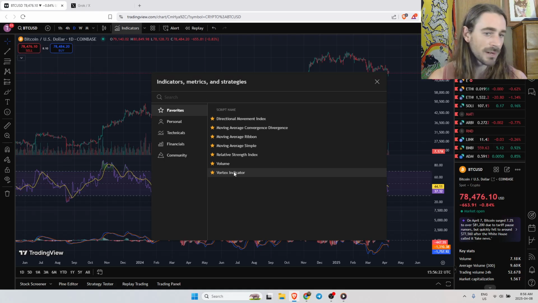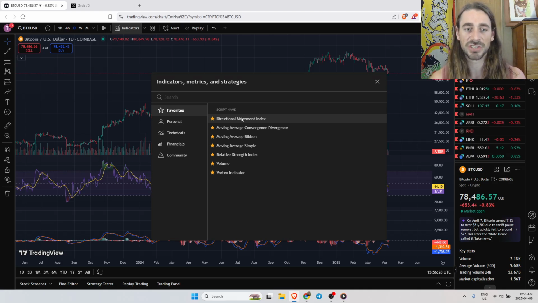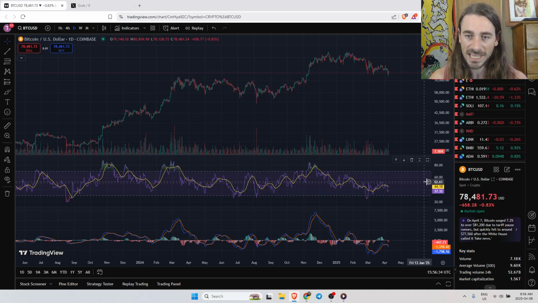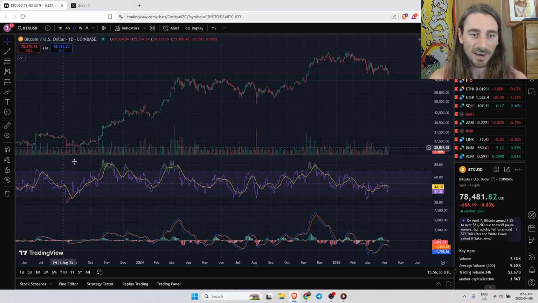And then lastly, we've got a vortex indicator. Similar to the directional movement index over here, it's going to help us gauge the trend and the momentum. That being said, I'll explain the difference between the two. But first off, we're just starting here with the MACD and the RSI. So we've got that open on our chart.